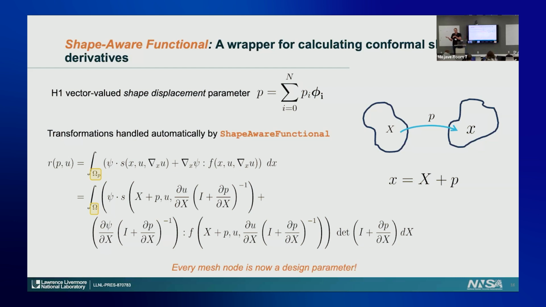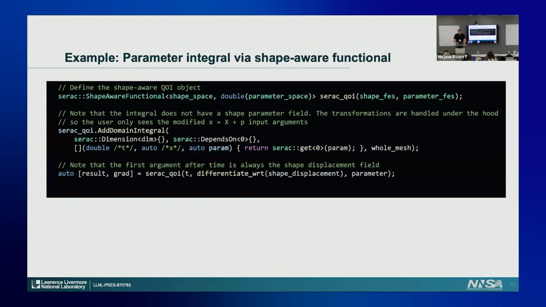And when you do that, of course, now you have to chain rule in order to compute all the physics on the actual deformed shape P, not on the reference shape X. And so ShapeAware functional takes care of all that for you. So you don't have to think about any of those transformations of spaces. It just does all that behind the scenes. So it's really just a convenience thing that wraps some of these inconveniences.